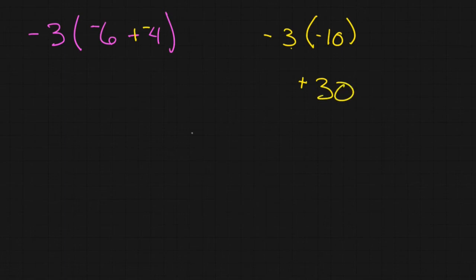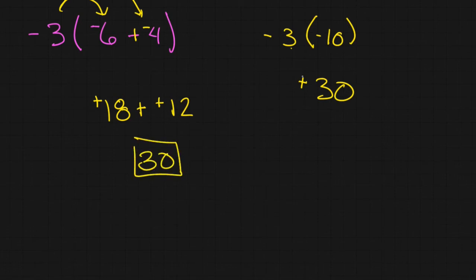Let's look at distribution. Let's just see if distribution gives us the same result. Negative 3 times negative 6 will be positive. A negative times a negative is positive. 3 times 6 is 18. Plus negative 3 times negative 4. A negative times a negative is a positive, and 3 times 4 is 12. And 18 plus 12, of course, is 30. So you have an option. You don't always have to distribute multiplication over addition, but sometimes you need to if there's a variable inside the parentheses.